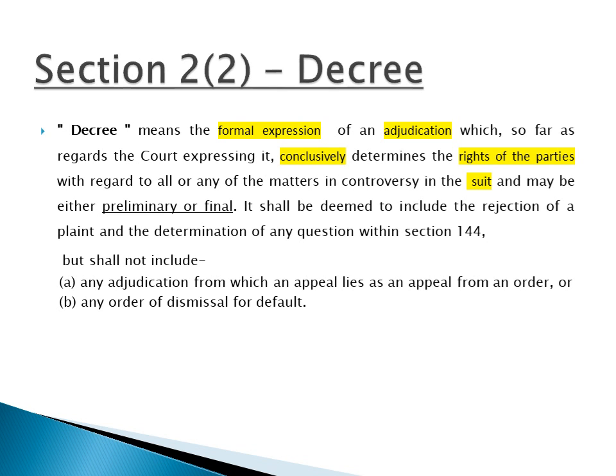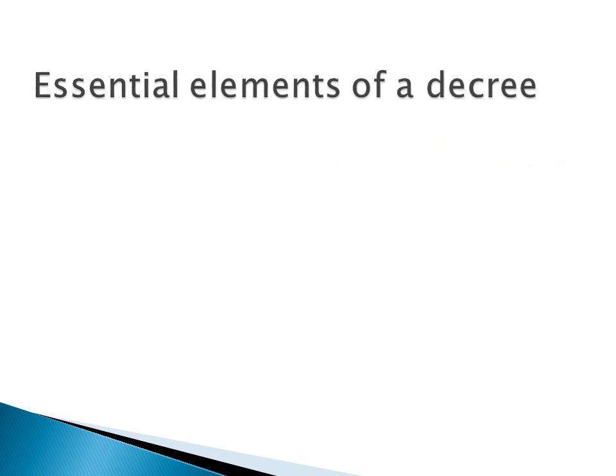According to this definition, there are 5 essential elements of decree which I have highlighted here. They are formal expression, adjudication, conclusively, rights of the parties, and suit. I will discuss them in the next slide so we can understand the meaning of decree. Essential elements of a decree. Mandatory elements to be fulfilled to be a decree are: number 1, adjudication.